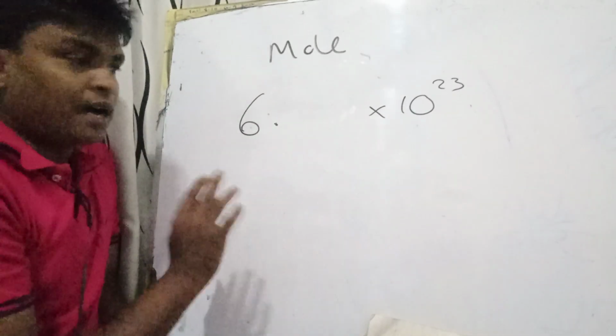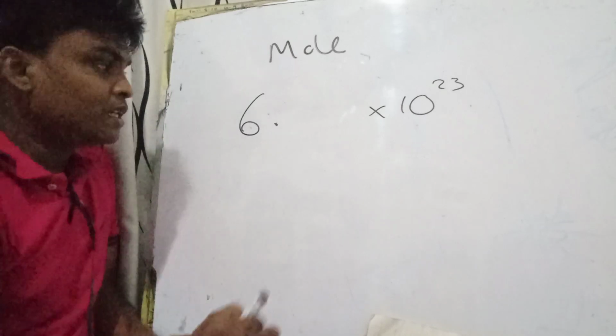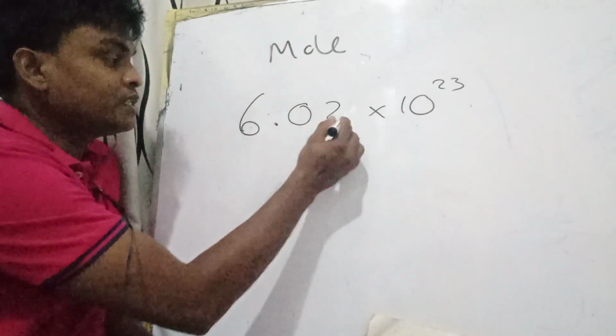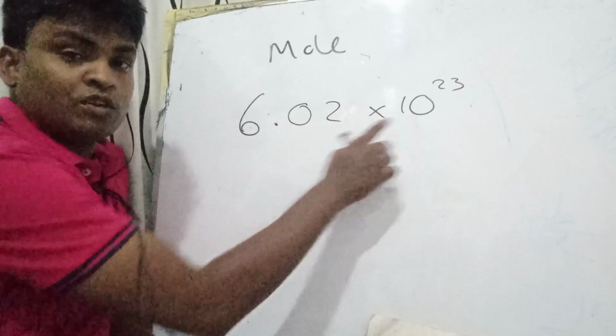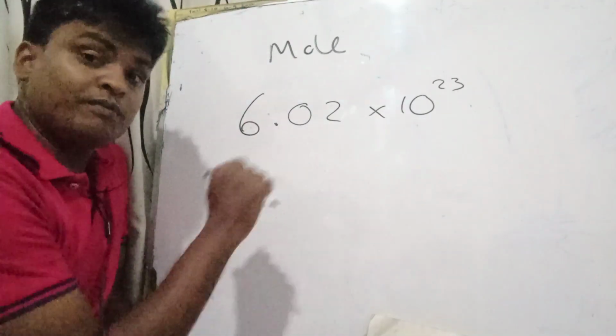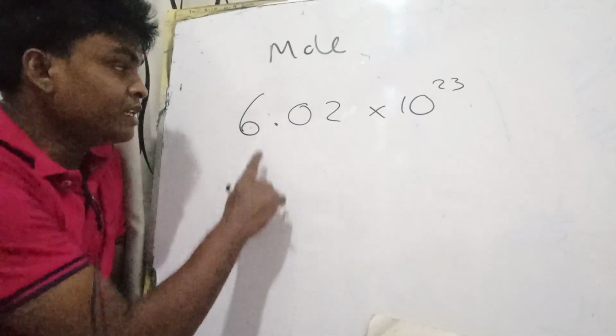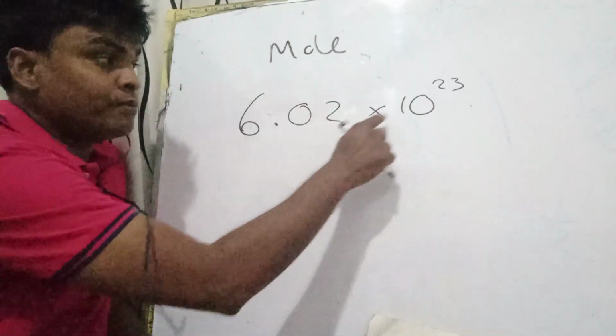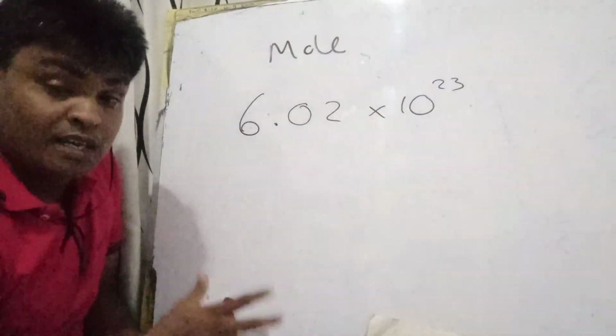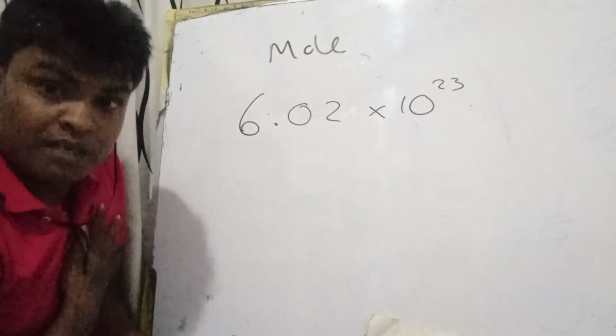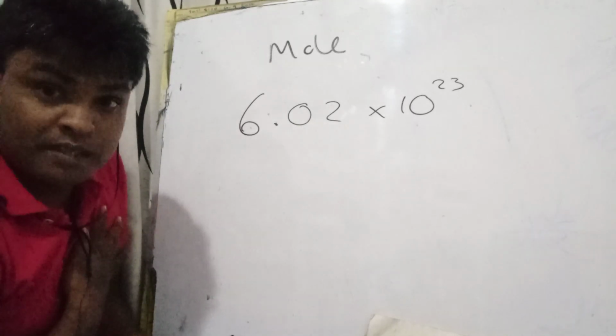Just imagine I have 1 mole of rupees. How many rupee coins do I need then? 6.02 into 10 to the power 23. That number of rupee coins I need to have if I win a lottery of 1 mole of rupees, right?